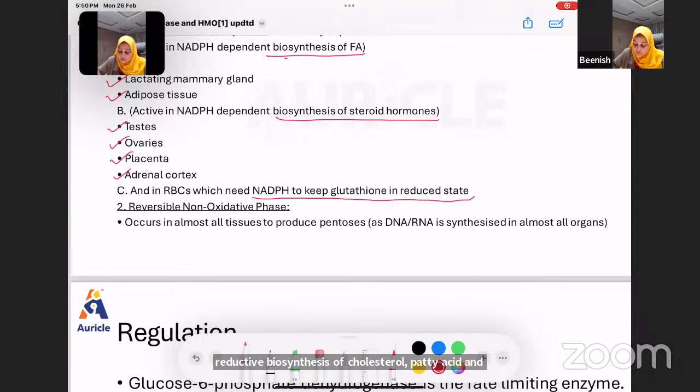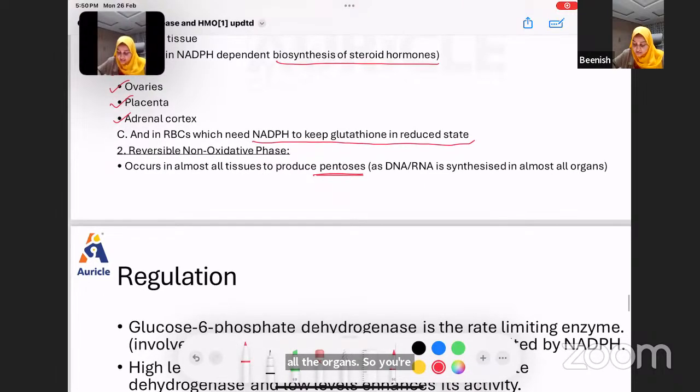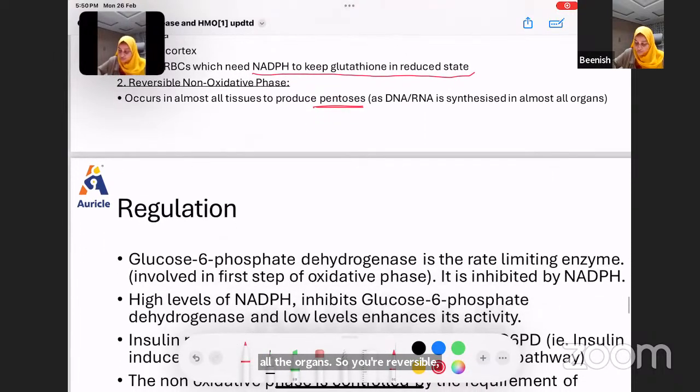And your reversible non-oxidative phase occurs in almost all tissues to produce pentoses because DNA and RNA synthesis is taking place in almost all the organs. So your reversible non-oxidative phase takes place in almost all tissues to form pentoses.